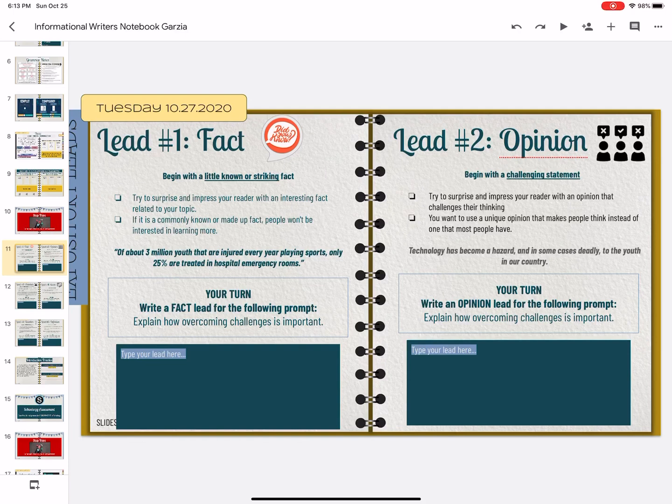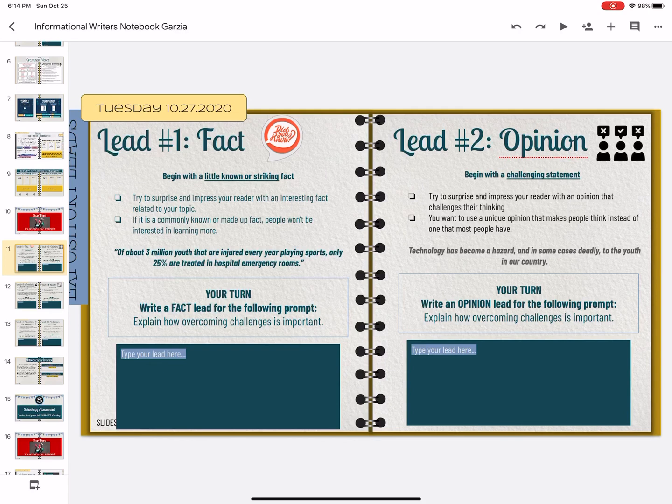So an example: technology has become a hazard and in some cases deadly to the youth in our country. So yeah, most people know technology can be a hazard, but I'm sure there's plenty of people in this country who don't quite agree that it's deadly. And there's a variety of ways it could be deadly, right? Whether it's texting and driving, cyberbullying, whatever the situation. But it's more of an extreme opinion. We didn't leave it basic as technology is dangerous for young kids. We added that potentially deadly statement in there.